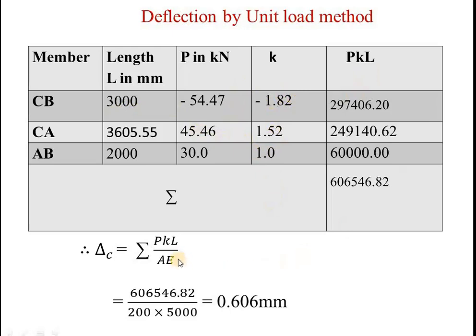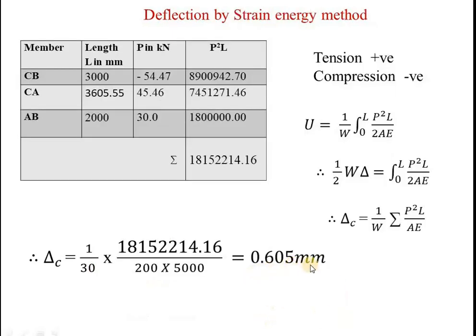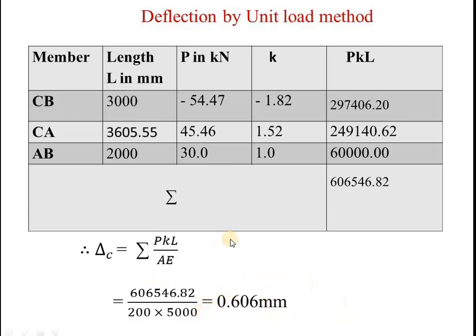Actually it is PKL by A, but A and E are constant for all the members, so I will take it out. So if you multiply PKL and take the summation of these three, you will get 606546.82. Then sigma PKL divided by AE gives 0.606 mm. See, by both the methods, 0.605 and 0.606 mm, both are the same.